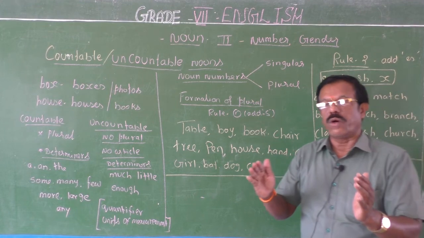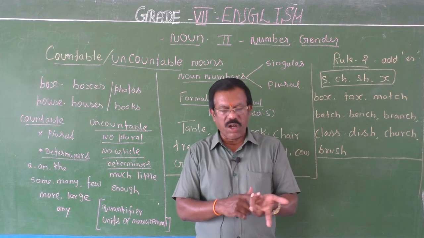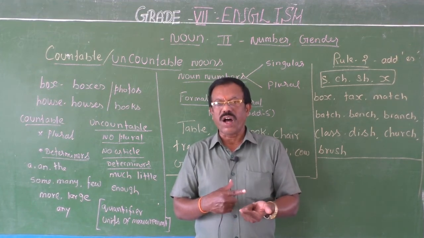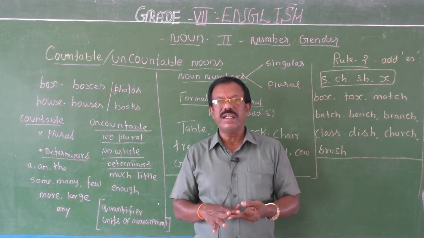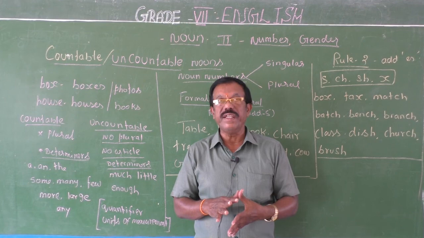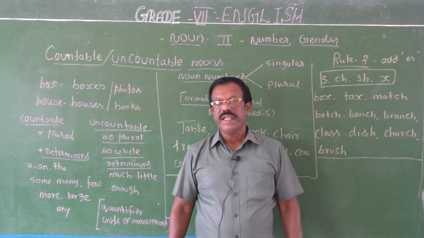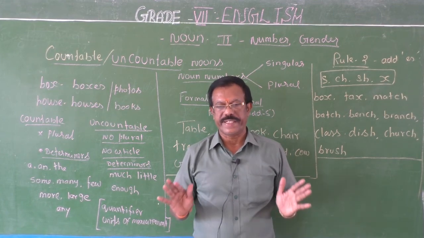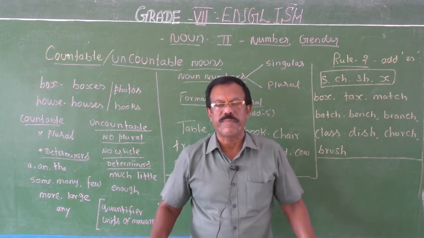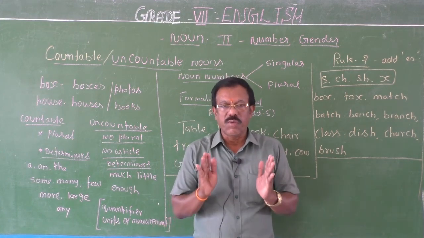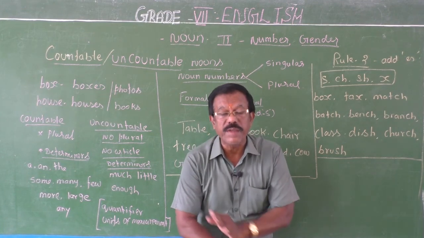So, uncountable nouns cannot be counted. Examples for uncountable nouns: salt, sand, flour, tea, coffee, water, oil, knowledge, beauty, air, hair. They are all uncountable nouns. These uncountable nouns cannot be counted. Okay, fine. So, these uncountable nouns have no plural form. Very important, children. Countable nouns only have plural forms. Uncountable nouns, they don't have any plural form.